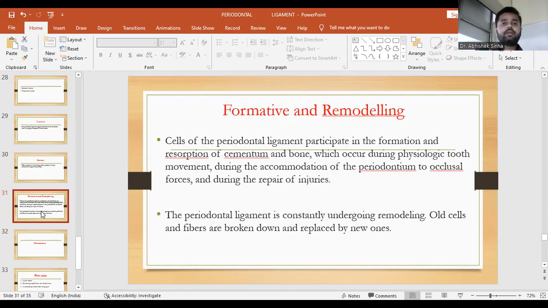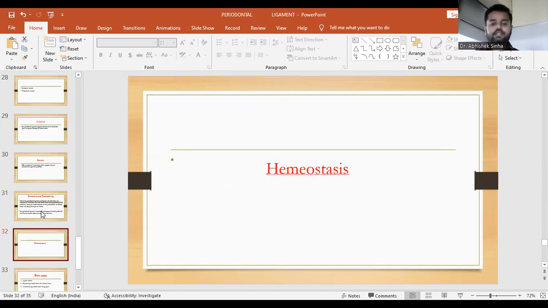Then formative and remodeling functions. Cells of the PDL participate in the formation and resorption of cementum and bone. How? Because of the fibroblast. Remember, it has a dual role, synthesizing and resorptive. This occurs during physiologic tooth movement, during the accommodation of the periodontium to occlusal forces, and during the repair of injuries. PDL is constantly undergoing remodeling. Old cells and fibers are broken down and replaced by new cells, because it has both synthetic and resorptive elements in it. Then homeostasis.